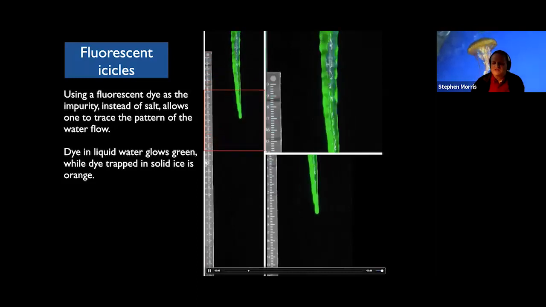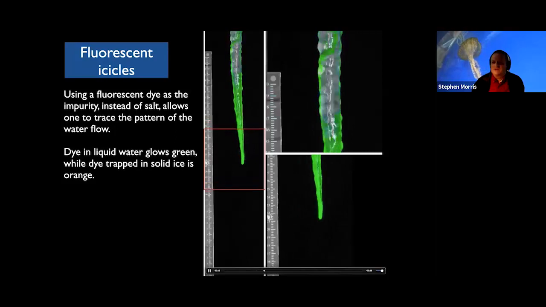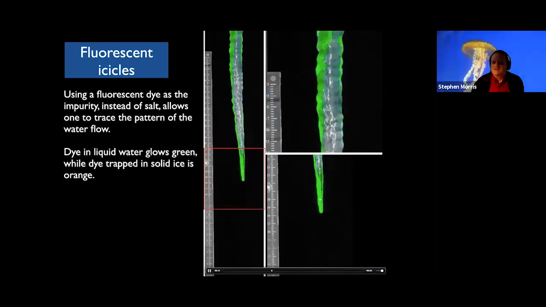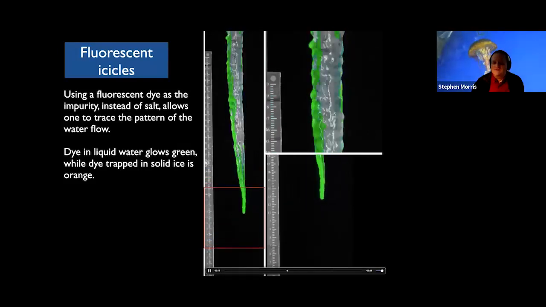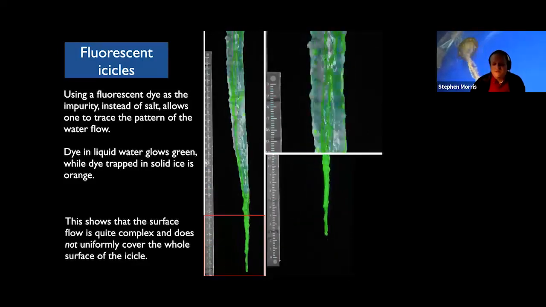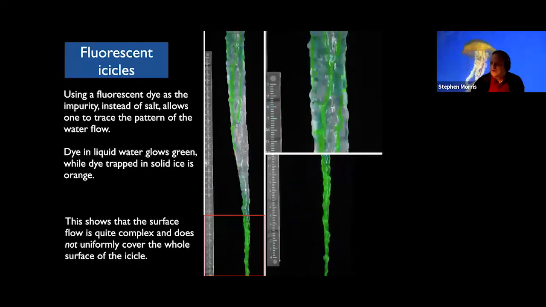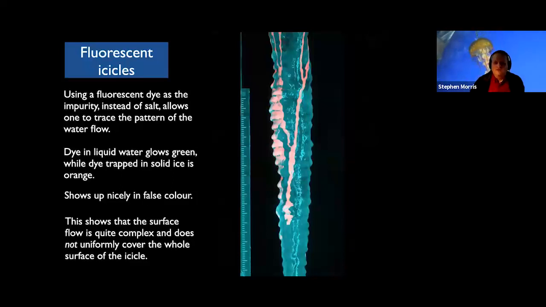So this box is following the tip here, and this box is just showing the shank of the icicle. And so you see as it gets larger, the ripples grow, but the water is kind of patchy on the surface. So this shows that the surface flow is fairly complex and doesn't uniformly cover the whole icicle. This shows up nicely in false color. If you false color it, you can see that the water actually hangs around on the ripples in that way.